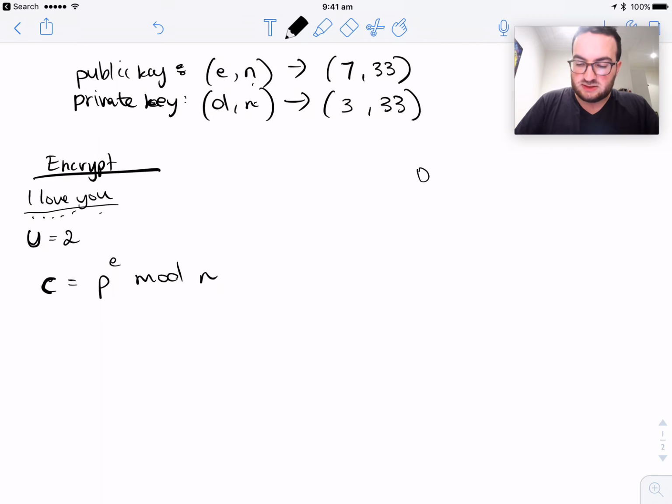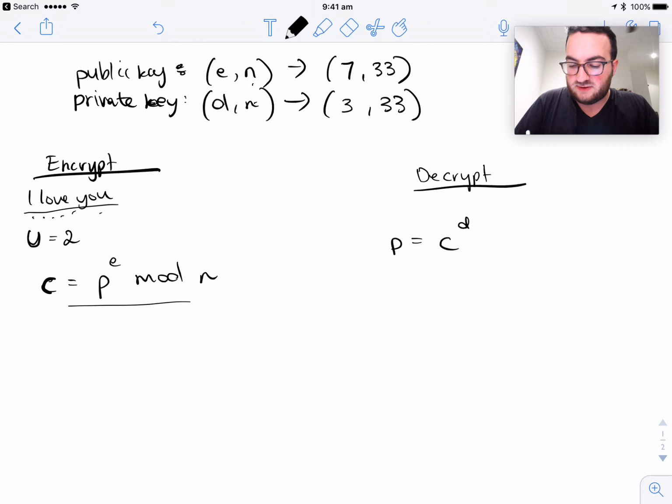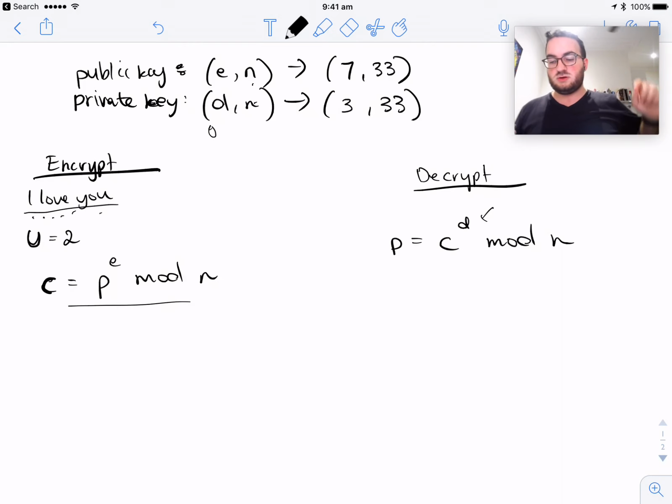And when it comes to decrypt, it's quite simple. It's almost the reverse process. You want the plaintext, so you take the ciphertext, raise it to the power of the decryption key, D for decryption, and then you mod it by N. The decryption key is also the private key, right? And only you, the owner of this key, has the private key. So let me do some worked examples.